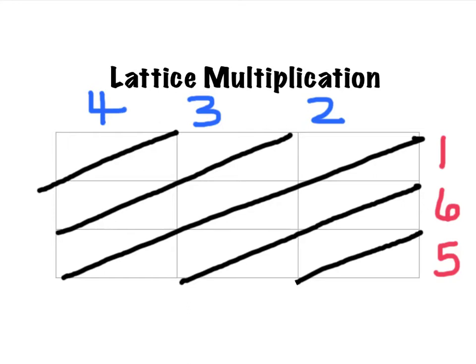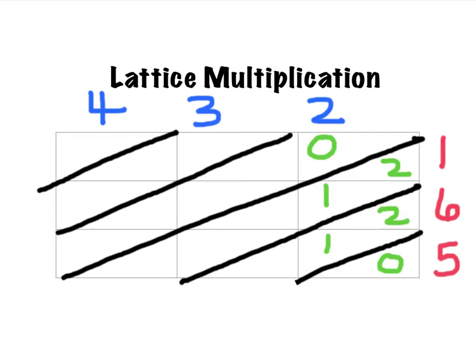So we'll begin over on the right side of our grid, and we're going to multiply 2 times 1. And our answer will be 0 tens and 2 ones. Then we move to multiply 2 times 6. And our number is 1 ten and 2 ones. Next, we multiply 2 times 5, and we write our answer in this grid, 1 ten and 0 ones. Now we've completed the multiplication with our 2.